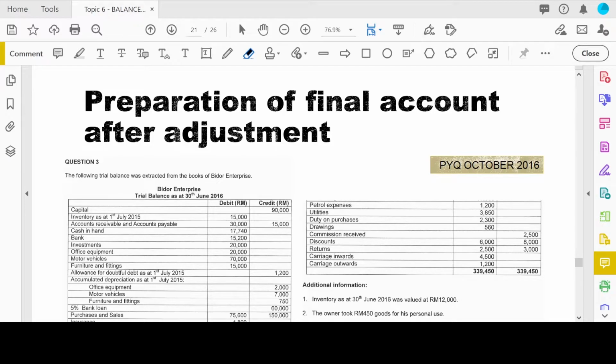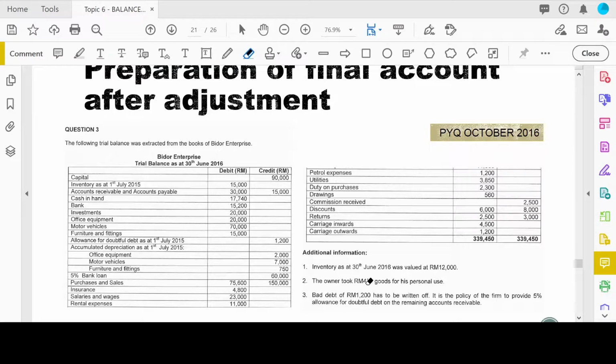Alright, so here we are. The last topic for topic 6, which is the preparation of final account after adjustment. Unlike the previous preparation of final account, where we simply use whatever information given in the trial balance, this time around we have to take into consideration if there are any adjustments given.